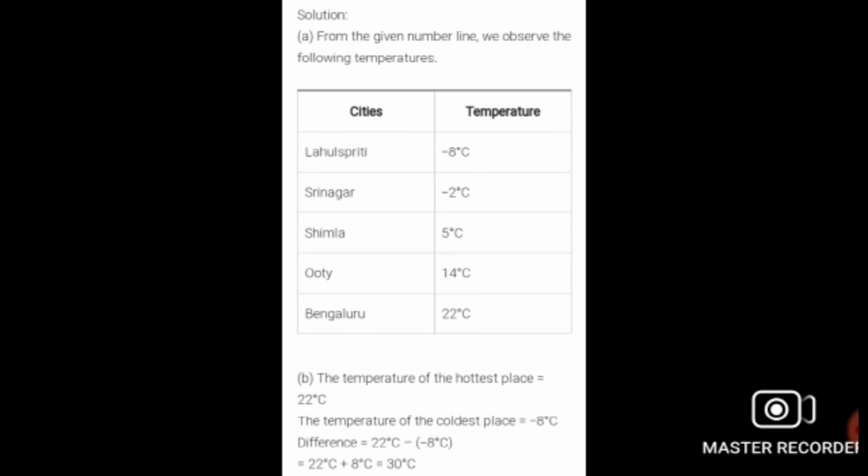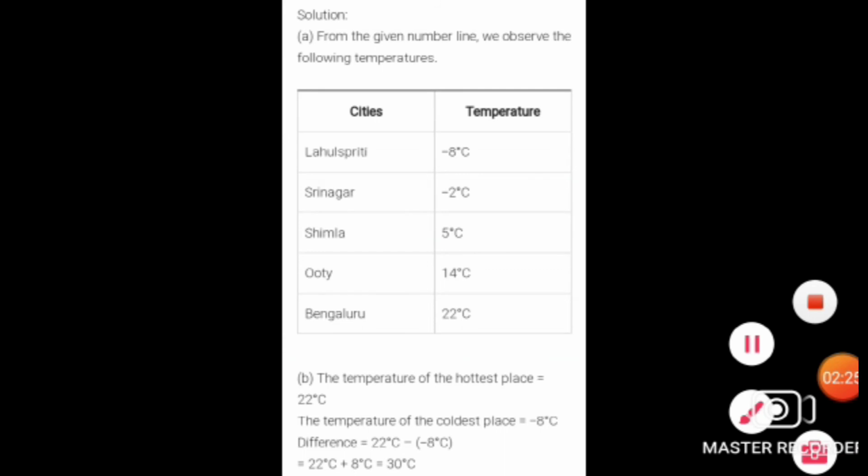From the given number line we observe the following temperatures. Cities and temperature. Lahul Spiti, that is minus 8 degrees Celsius. Srinagar, minus 2 degrees Celsius. Simla, 5 degrees Celsius. Ooty, 14 degrees Celsius and Bangalore, 22 degrees Celsius.